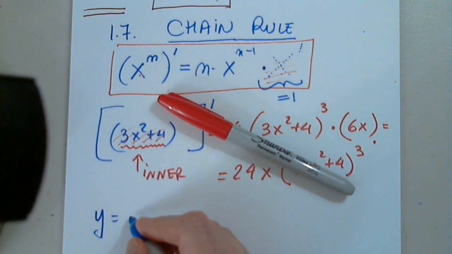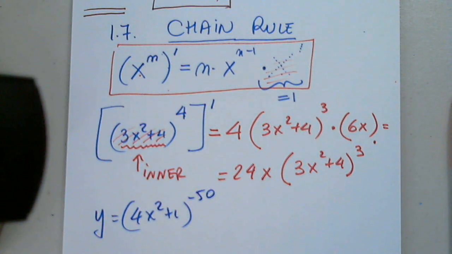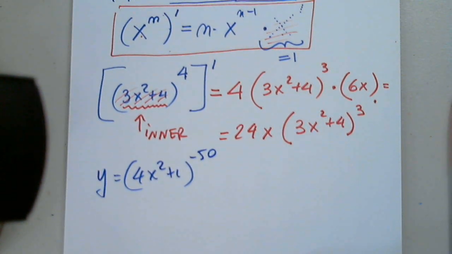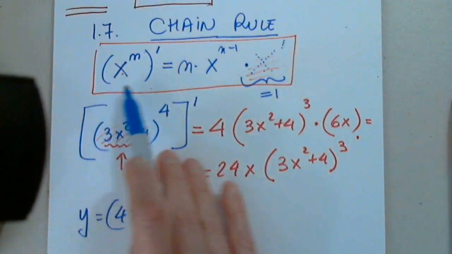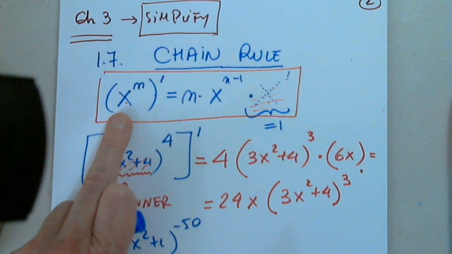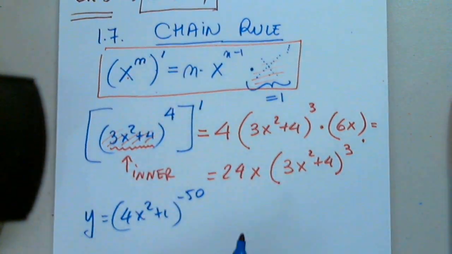y equals (4x squared plus 1) raised to negative 50. Fine. So let's write the rule now with a function. You can say, what about x? X is a function as well. Yes, it is, but it's the simplest possible.